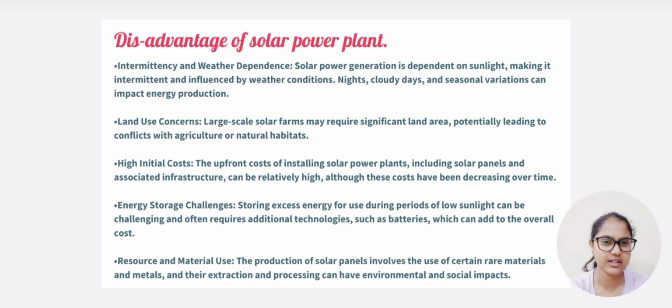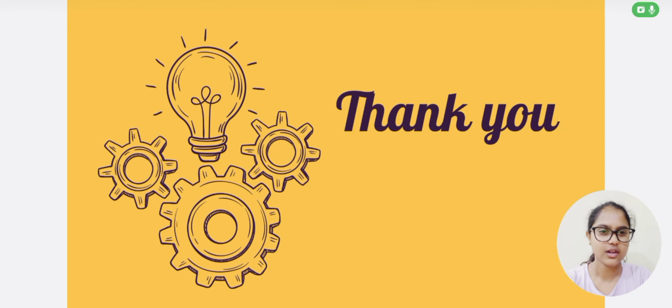Resource and material use. The production of solar panels involves the use of certain rare materials and metals, and their extraction and processing can have environmental and social impacts. I hope you all understood and gathered a few useful pieces of information about the topic solar energy.